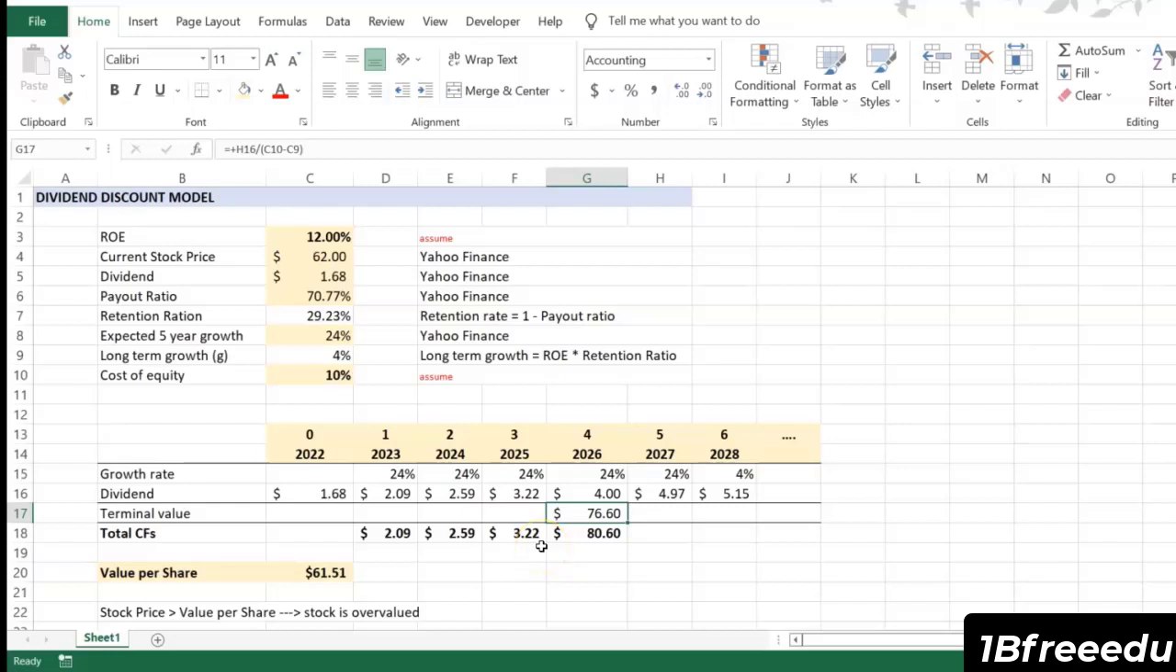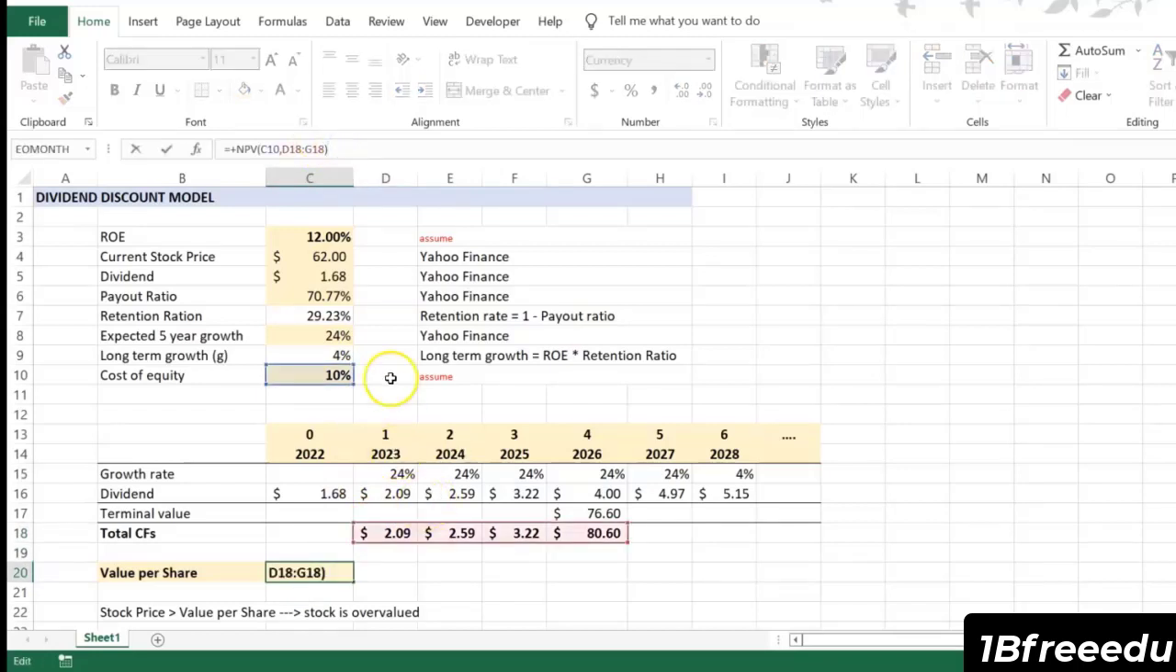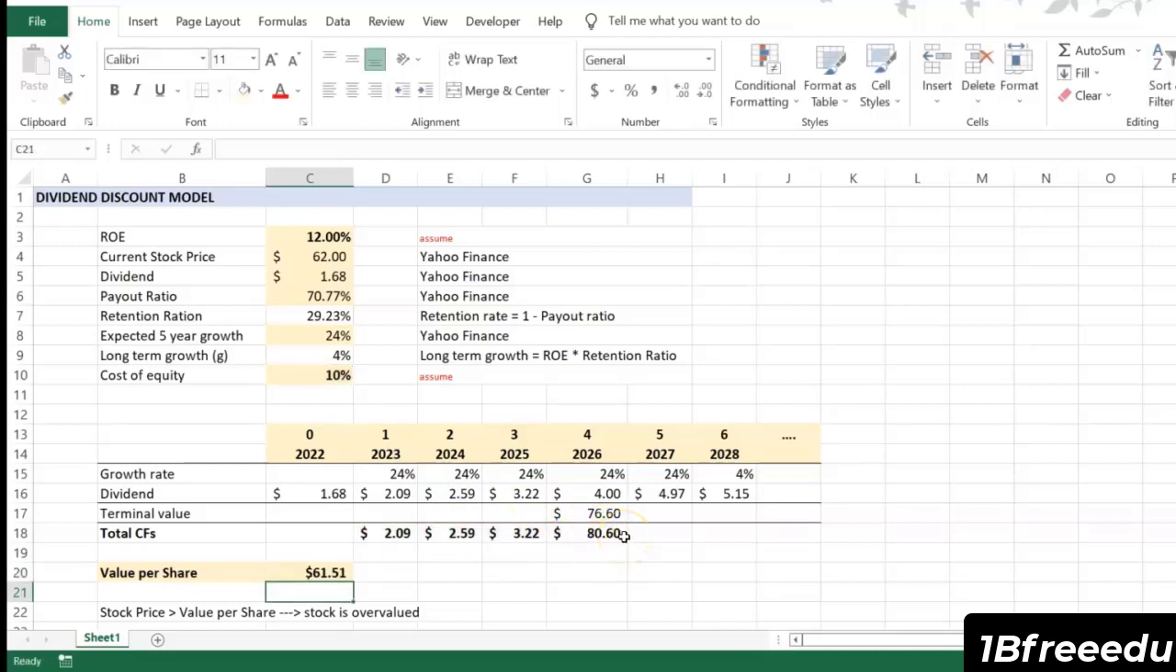And now we just have to sum our cash flows. So just sum the dividend with its terminal value. For the first 3 years, we have nothing. We just have the dividend, and this is it. And for the last calculation, we have our NPV formula. And in this formula, we used our 10% cost of equity, and we sum all of the cash flows. And we got that Coca-Cola value per share is $61.51, which is pretty close to the current stock price.